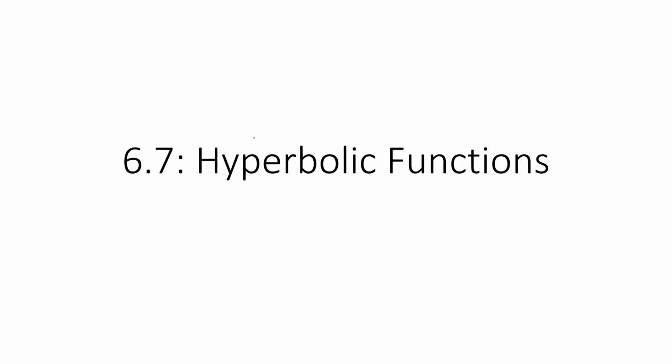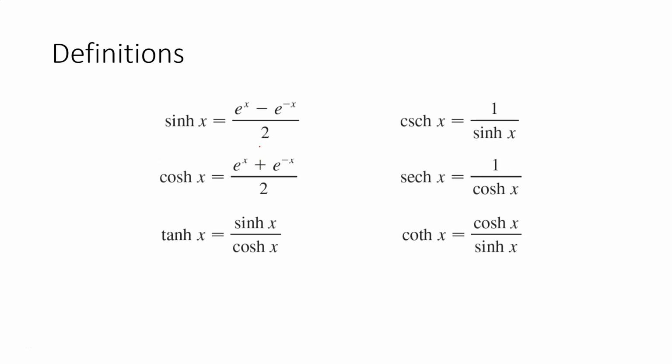In chapter 6.7, we're going to introduce the hyperbolic trig functions. So, in actuality, the hyperbolic trig functions are not trig functions, they're exponential functions. Or in this case, you notice they're a combination of e to the x minus e to the negative x in some way. So for instance, hyperbolic sine is e to the x minus e to the negative x divided by 2.